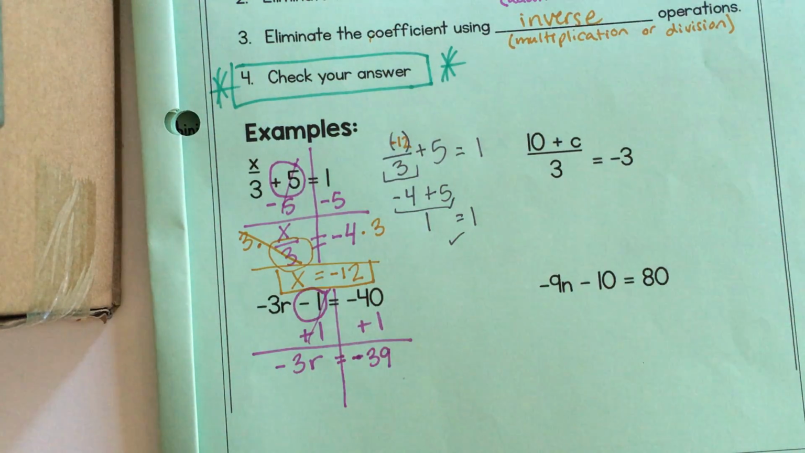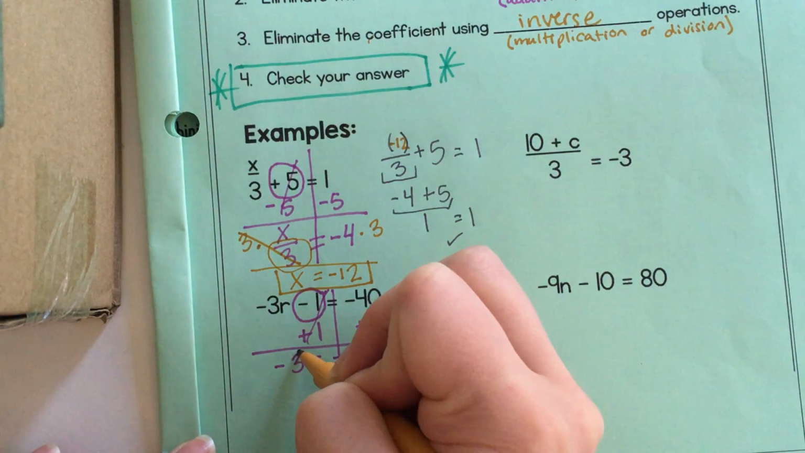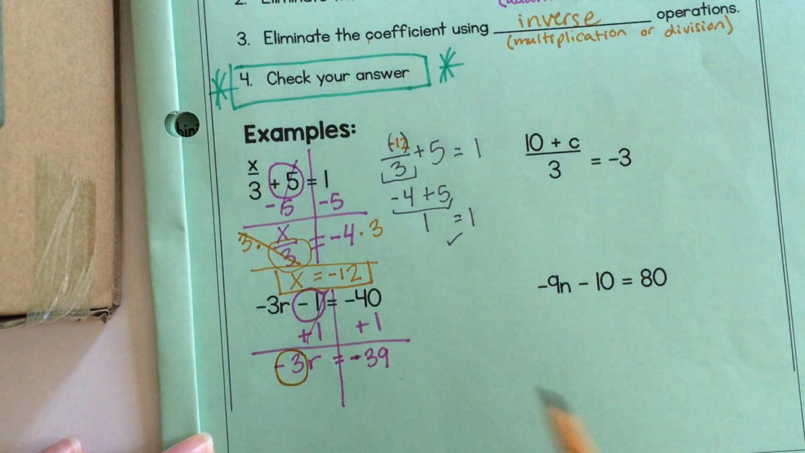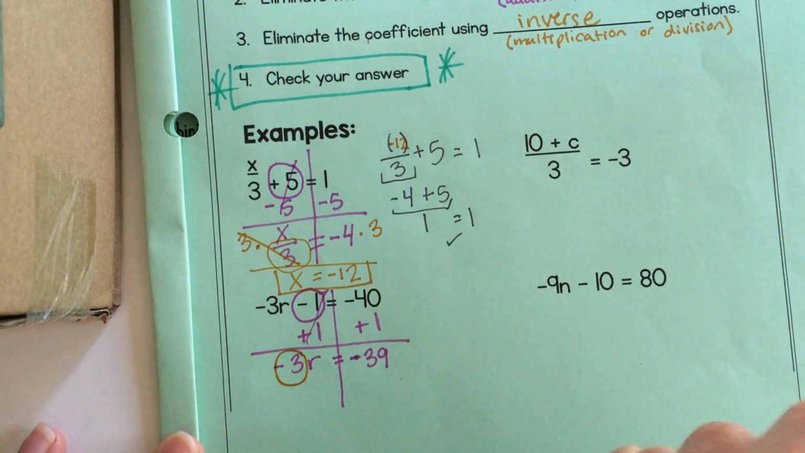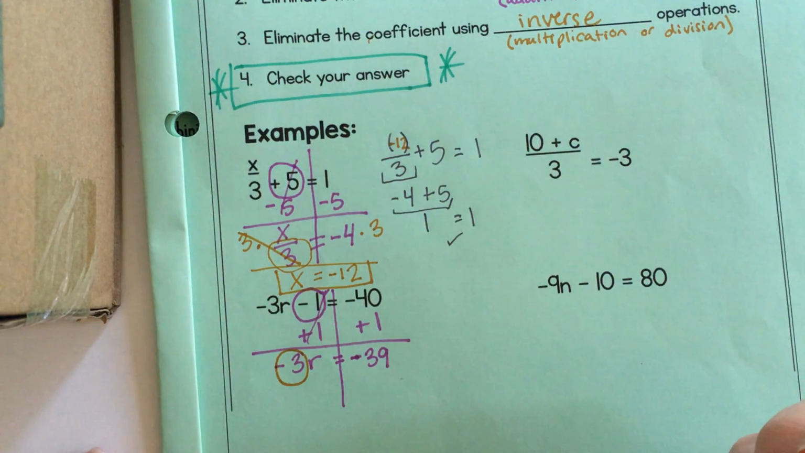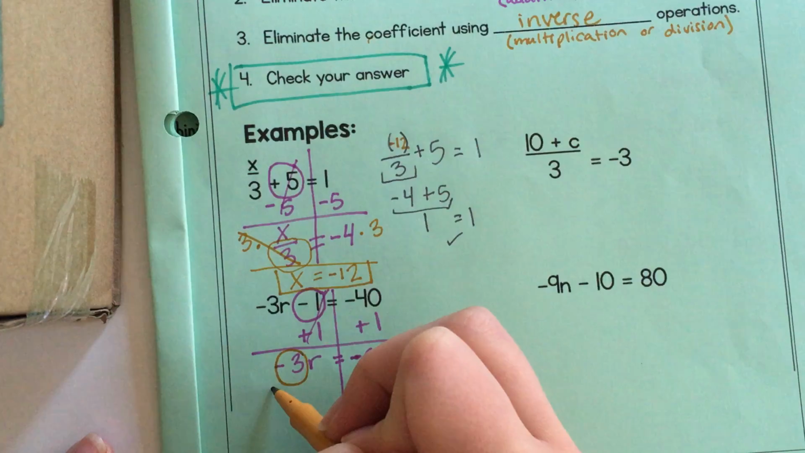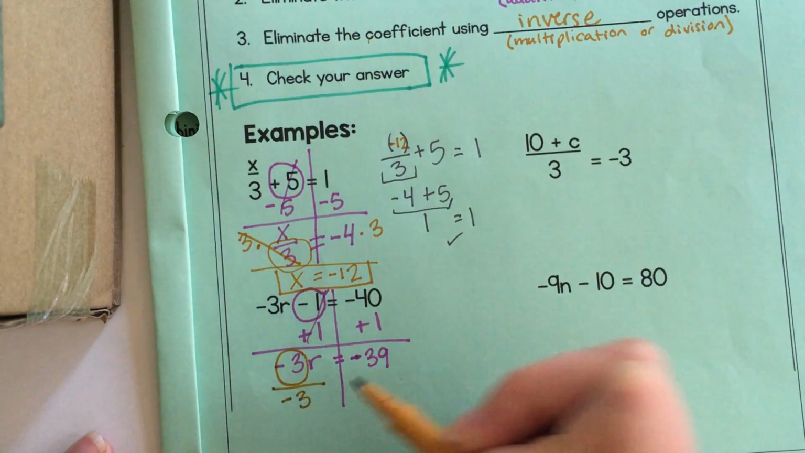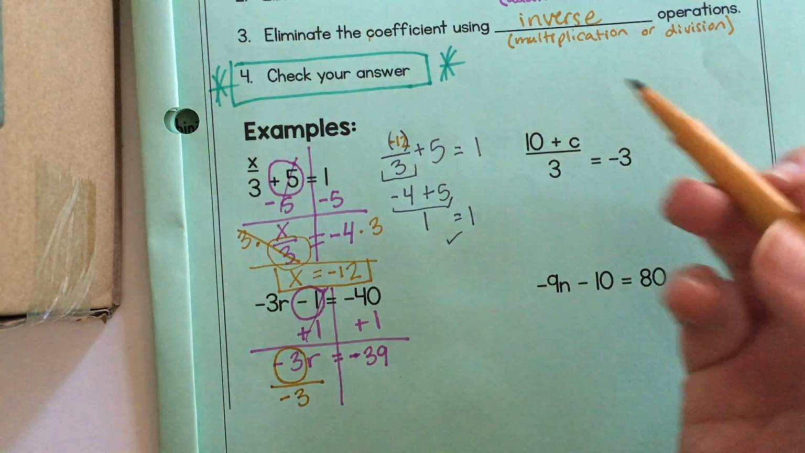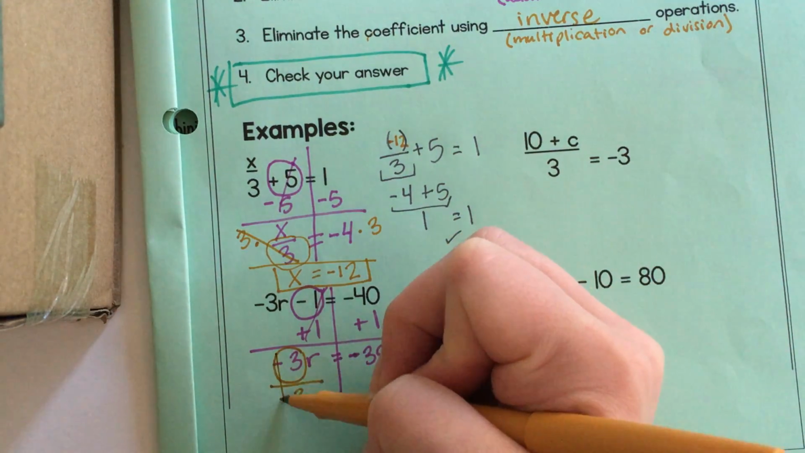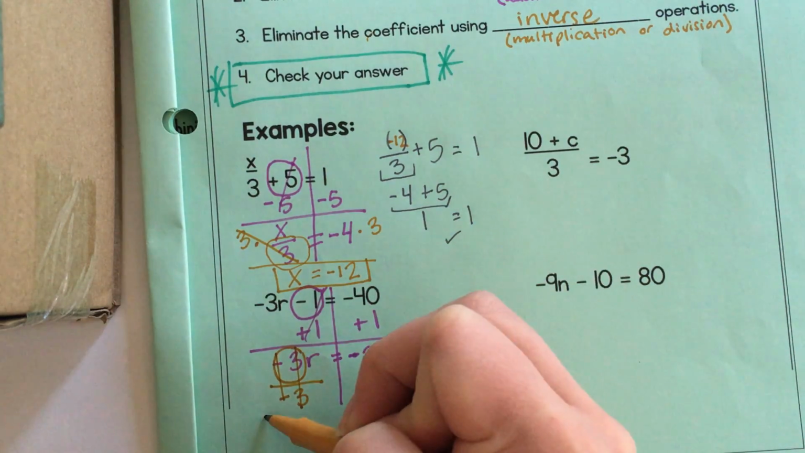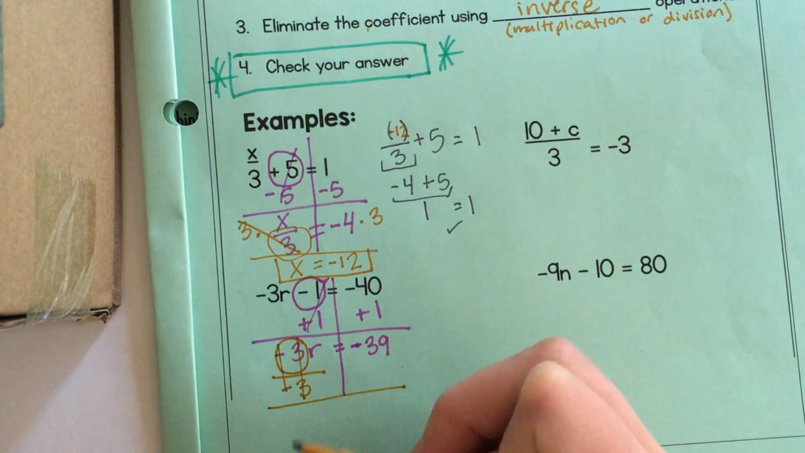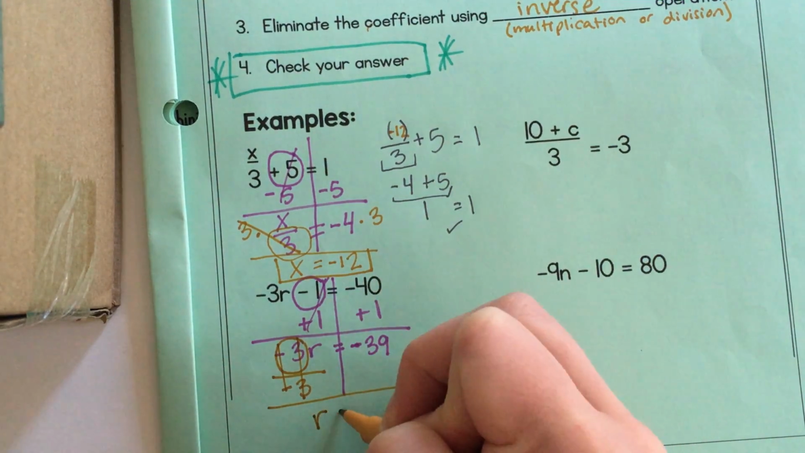What is my coefficient now? Yeah, my coefficient, it's not just 3, it's negative 3, and it's being multiplied. So how do I undo multiplication? I undo multiplication with division. So I'm going to divide by negative 3. Negative divided by negative is a positive. 3 divided by 3 is 1. So all I have left on this left-hand side here is r.